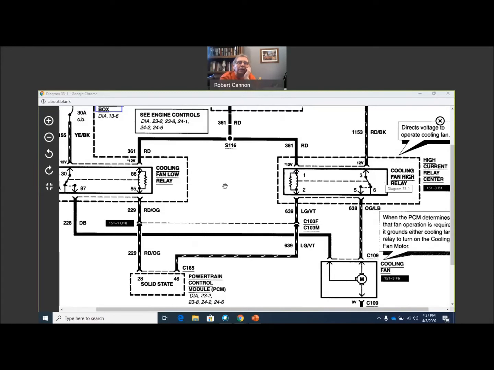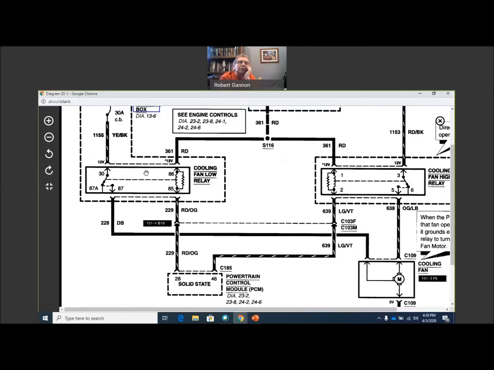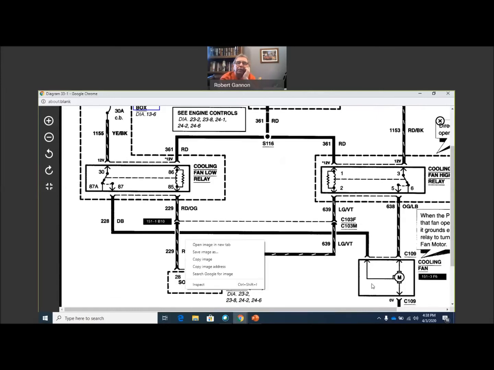So the PCM wants the low relay to kick on. It's going to ground pin 28. And then we're going to connect 30 to 87 here, send power down our dark blue wire to the cooling fan motor. What's going to cause that high one to kick on?